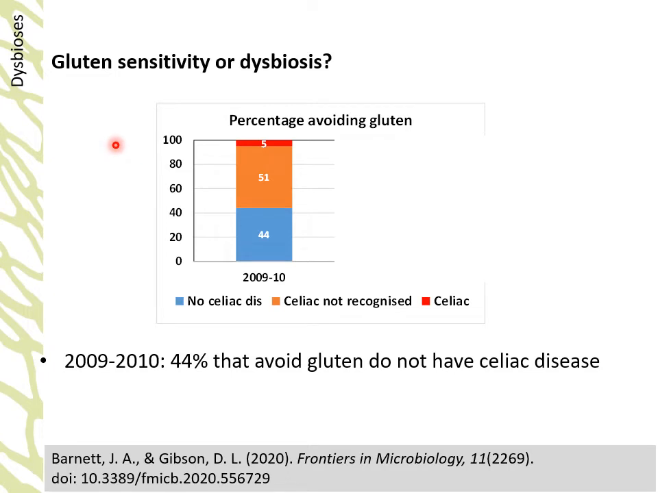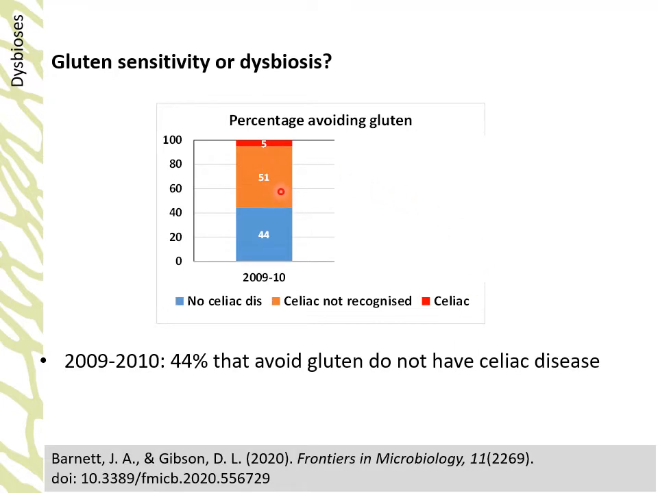So they looked at the data. They took the data from 2009-10 and looked at the people who are avoiding eating gluten. 100% of the people who avoided gluten were divided into groups, and 5% of them avoided gluten because they have celiac disease, which is a genetic condition and that cannot be changed.